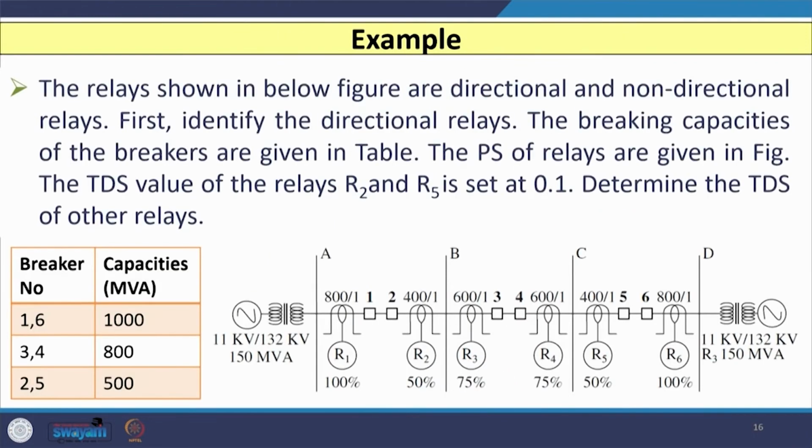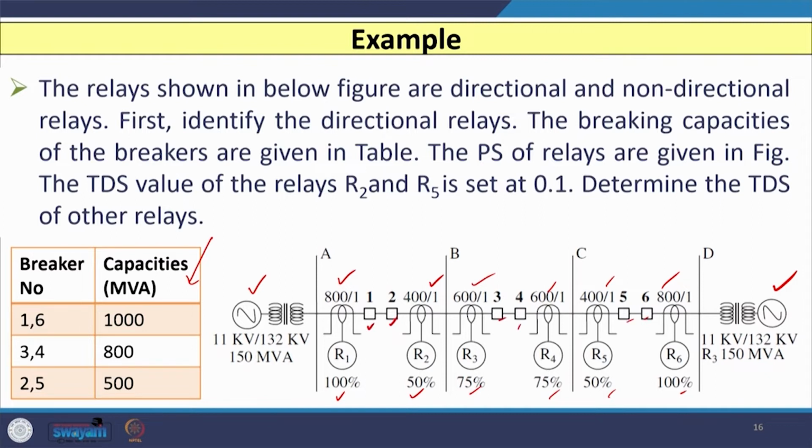Now, to understand all these things and why we need coordination, let us consider one simple example. I have considered the same radial network, but it is fed from both ends. So, source is connected on the left hand side as well as the right hand side. The CT ratio of each relay is shown. The plug setting of each relay R1, R2, R3, R4, R5, R6 is given. Moreover, the breaking capacity in MVA of each circuit breaker, breaker 1 to 6, is also given in this table.